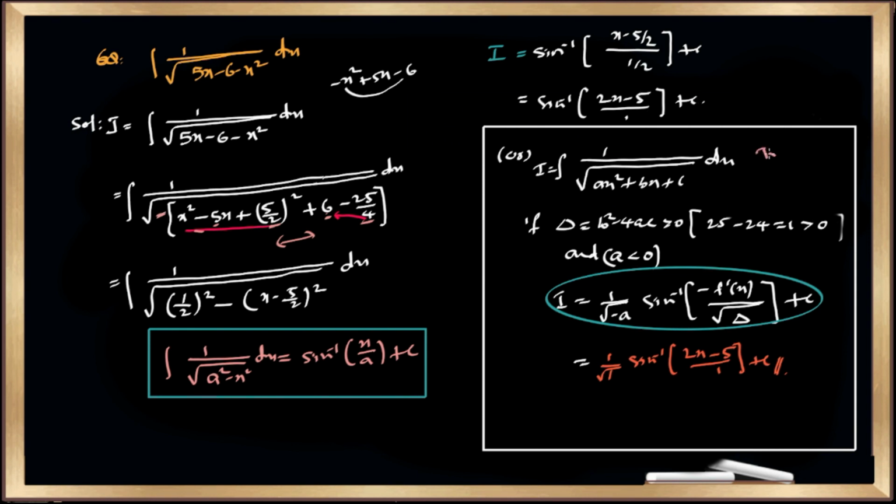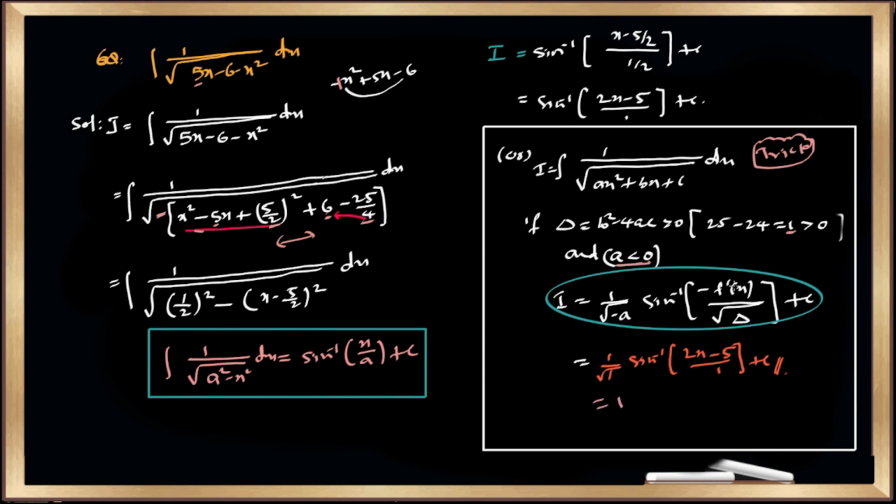So using the trick also we can solve these problems in a few seconds. According to the trick, if delta is greater than 0, see what about delta? Delta means b square minus 4ac. 5 5s are 25, minus of minus plus, plus into minus minus, 4 6s are 24, that is 1. And here the main condition is a less than 0. What about a here? a is minus 1. So if a is less than 0, then its integral becomes 1 by root of minus a, sine inverse of f dash x by root delta, plus c. So a is minus 1, so minus of minus is plus 1, so 1 by root 1 is 1 only.